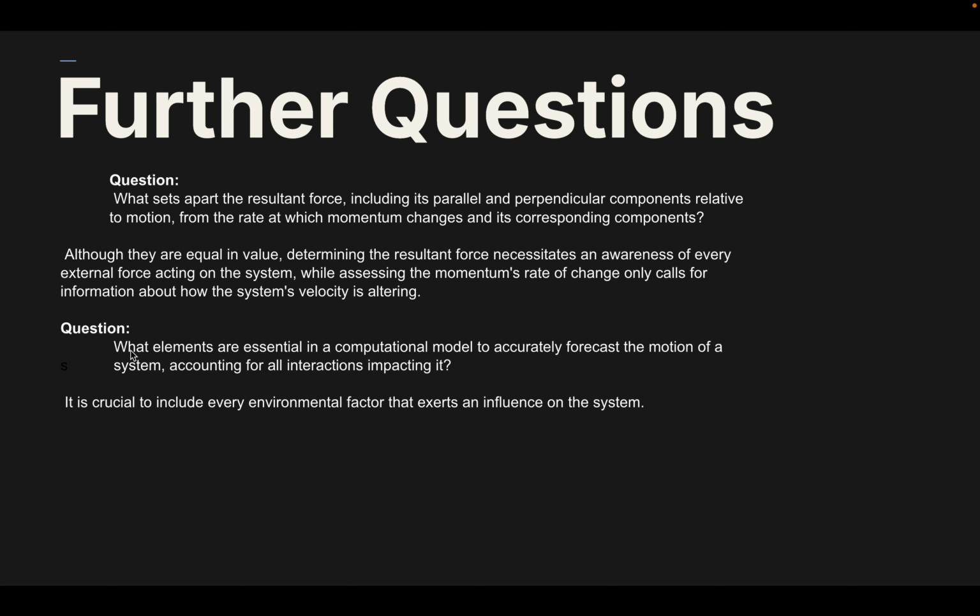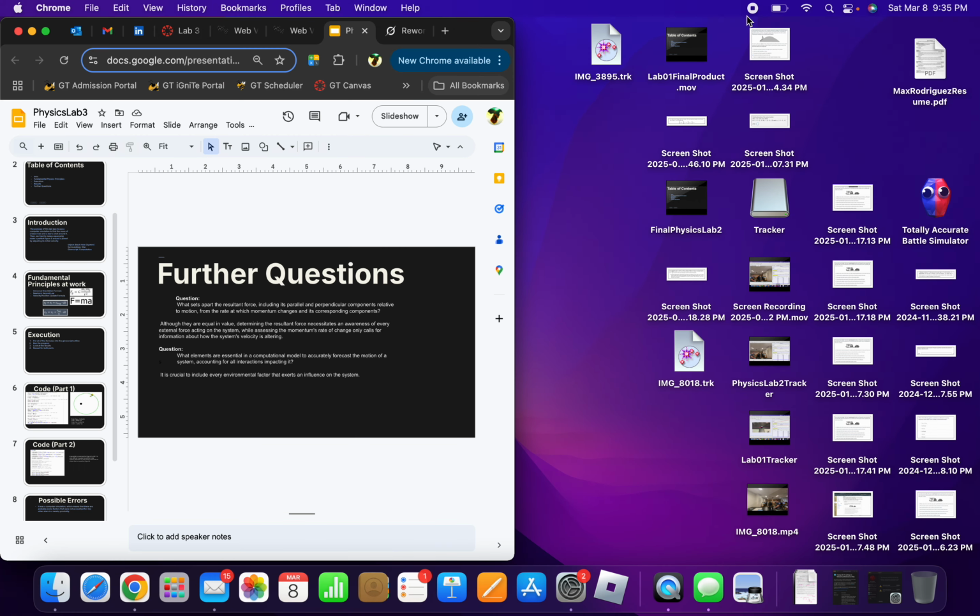Our second question was, what elements are essential in a computational model to accurately forecast the motion of a system, accounting for all interactions impacting it? The short answer to this is everything. Literally everything in the environment that exerts an influence on the system. And that just depends on your intuition. Given whatever you're programming, you need to be able to take into account every single thing that's acting on it. But that is my presentation.